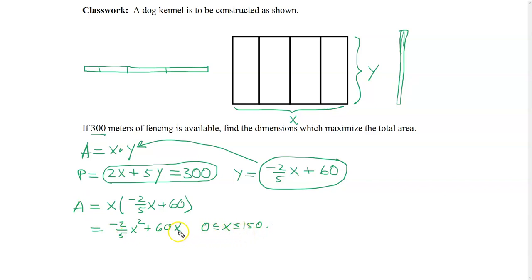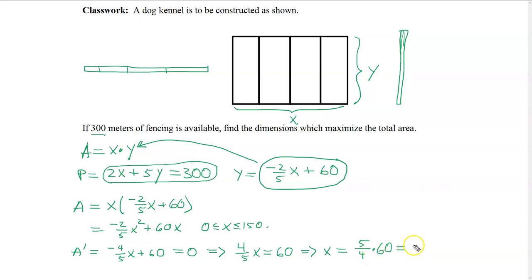However, the solution will still be where our derivative is equal to 0. So now, finding where this has a maximum over this interval, we're going to take the derivative and set it equal to 0. So our derivative is going to be negative 4/5 x plus 60, and setting that equal to 0, that will imply that 4/5 x equals 60, and multiplying both sides by 5/4, x will equal 300 divided by 4, that is going to be 75. So this is what x should be chosen to be in order to maximize the area A.